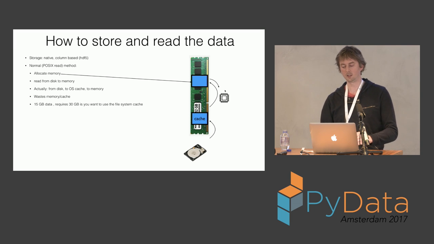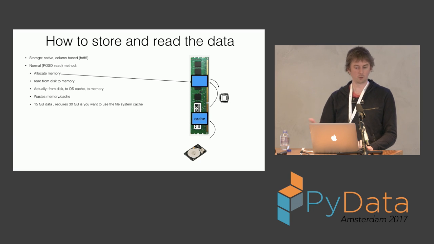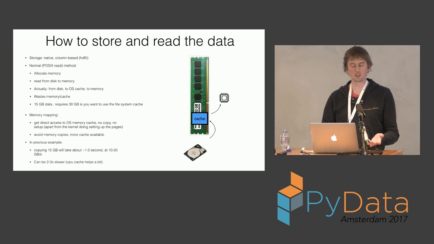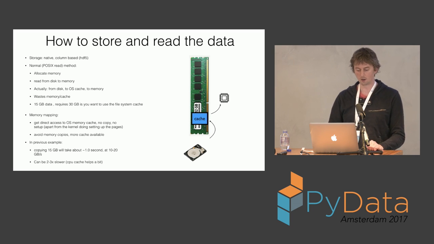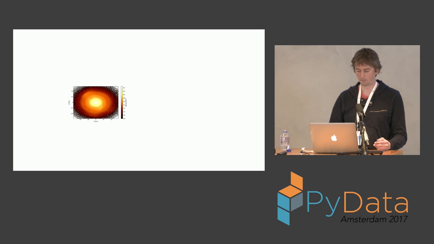And what you're doing, you're reading it back again in the CPU. And that's a bit of a waste. Why would you actually do this? Can't we directly access the cache of the memory? And that's actually what you get when you do memory mapping. It doesn't guarantee that, but all operating systems do this. It wouldn't make sense not to do it this way. And you avoid a memory copy. And if you think that's not important, copying 15 gigabytes of data is already a second. So that will make things at least two times as slow.